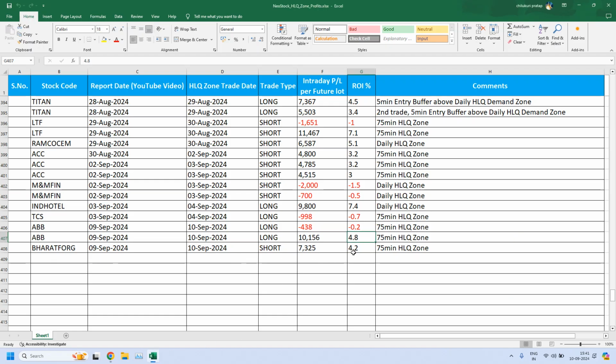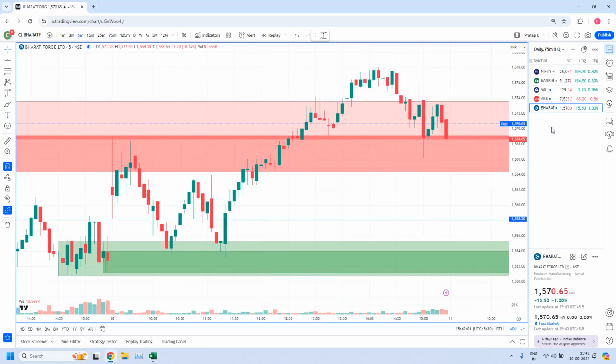Bharat 4 has given 4.2% ROI as per one futures margin cost. And it has given 7,325 rupees profit as per one futures lot. This is for one futures lot, this is the profit. In one futures lot margin cost, this is the ROI. And these are the trades, and another one is SAIL.